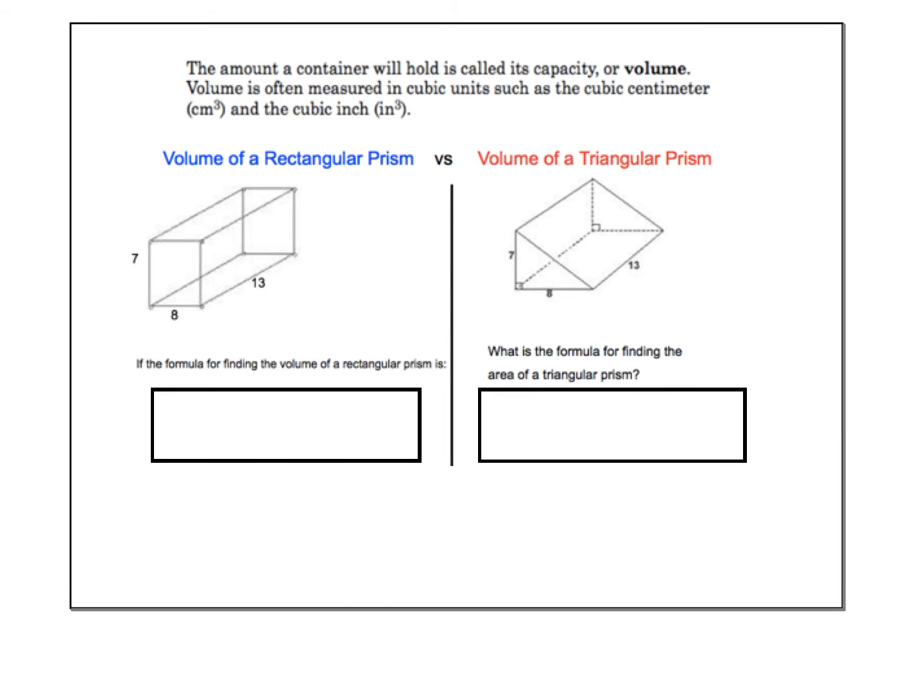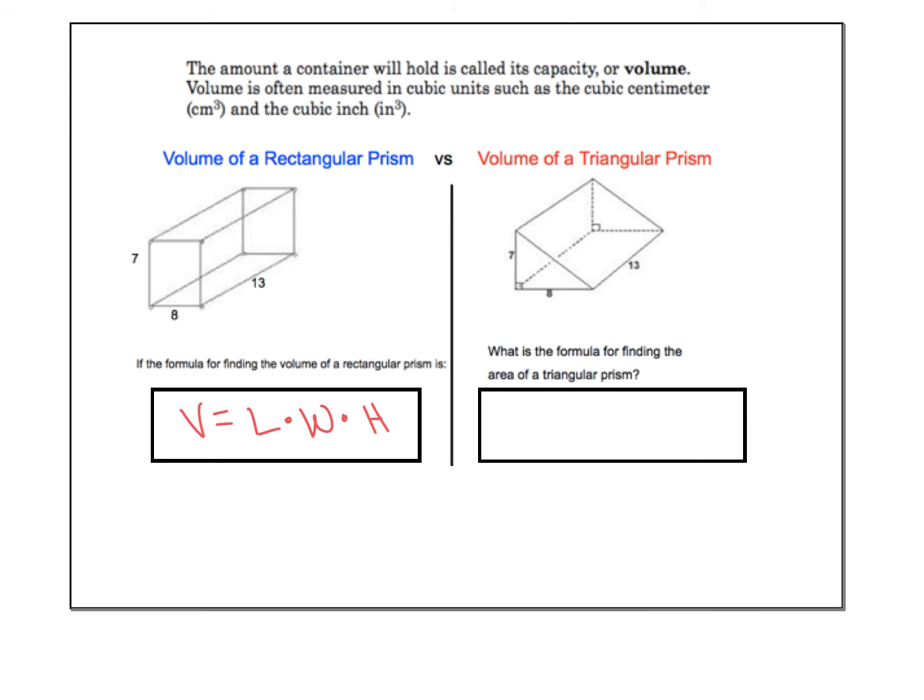So like I said, the amount a container will hold is called its capacity or its volume. And volume is often going to be measured in cubic units. So cubic units means that there are going to be 3 measurements that we use to multiply to find out volume. So volume might sound complicated, but I think it's actually even easier to find than surface area. So to find the volume of a rectangular prism, we have a super simple formula. And that formula is volume equals length times width times height.